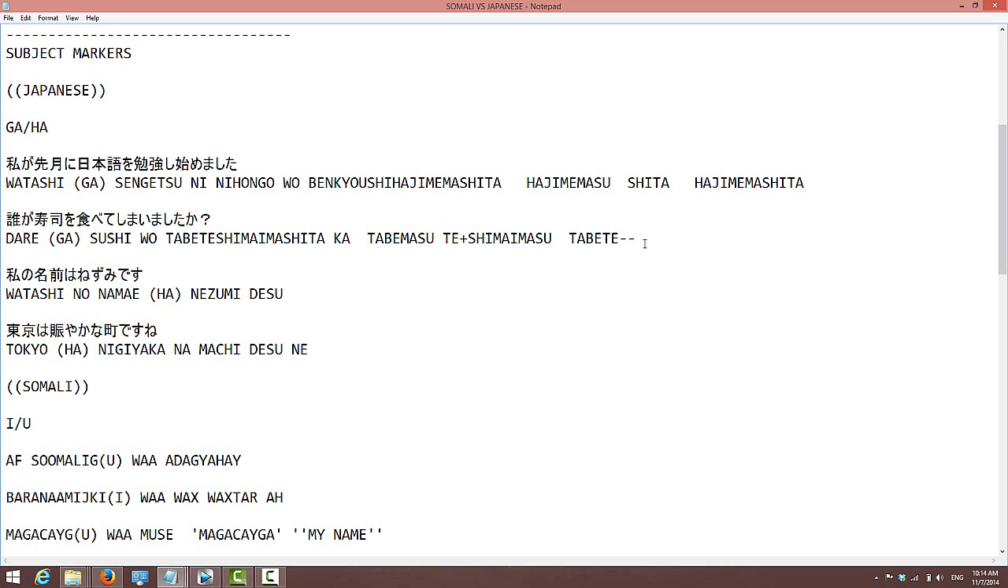Depending on the time, like depending on when it happened, the future or the past, you say tabete shimaimasu or tabete shimaimashita. It happened. Like you ate everything. You say tabete shimaimashita, you ate everything. Everything was totally eaten. Okay, so that's what that means.